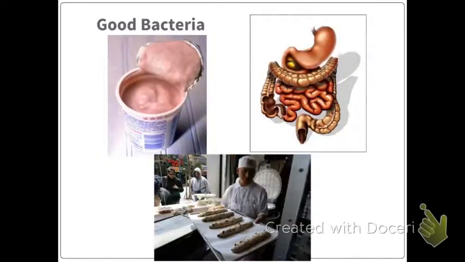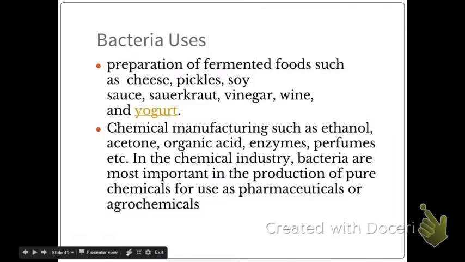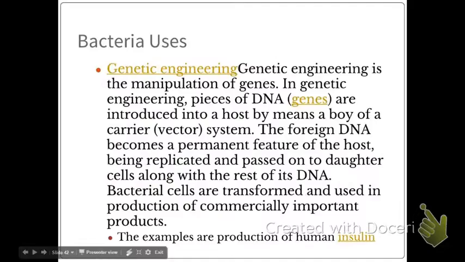Good bacteria. So there are good bacteria. Any bacteria that's in your gut is really good, and we can help maintain stable bacteria in our gut by our diet. If you've heard before that yogurt has bacteria in it, it's definitely correct. Yogurt has really good bacteria to help us continue to maintain that healthy gut. So there's good microbes in our tummy. Lots of food preparation also includes bacteria. Sauerkraut, wine, vinegar, yogurt, and chemical manufacturing also use good bacteria.